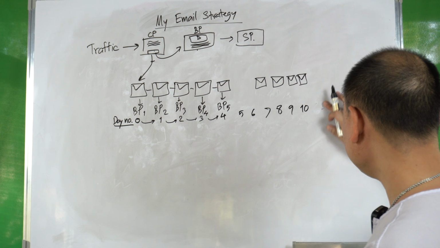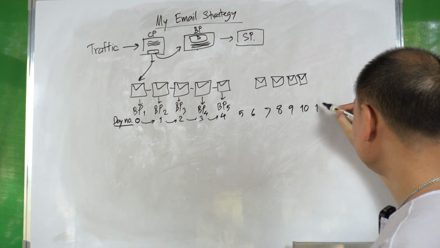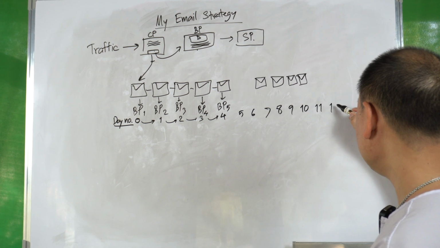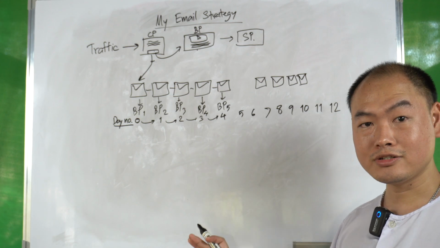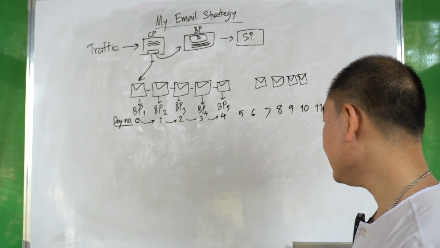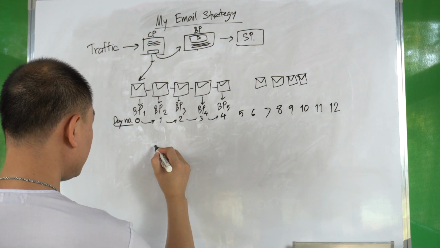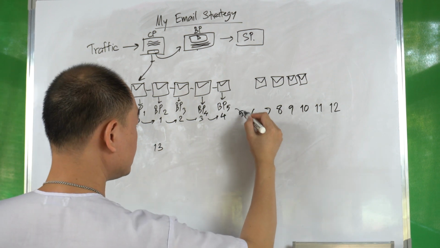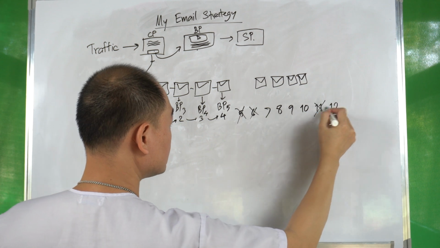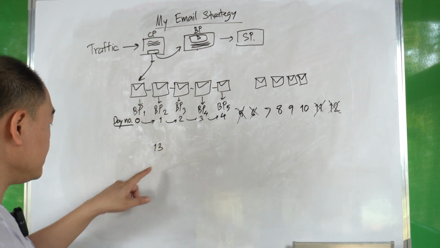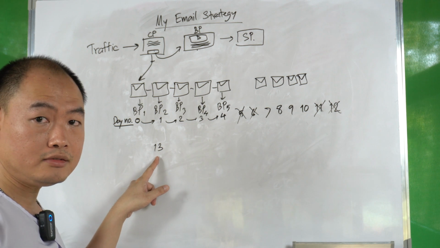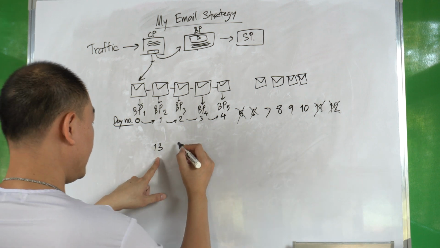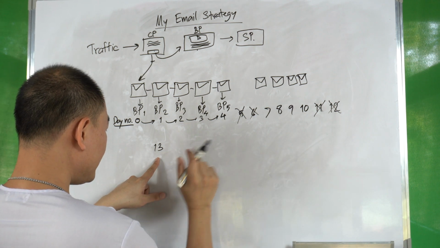Let's do this: day 11 and then day 12, I'm not going to send anything to them. And then when it comes to day 13, one more email. So this one no, this one no, this one no, this one no. Day 13, I will send them another email, and then I will skip 1 day.